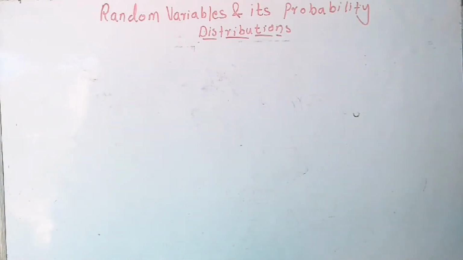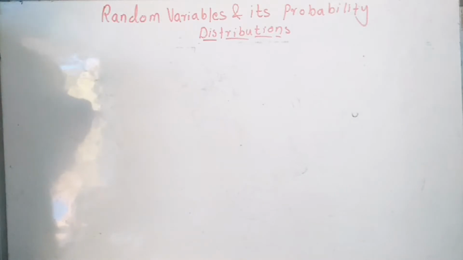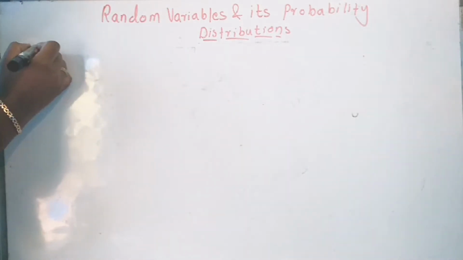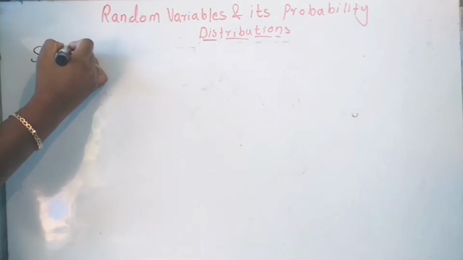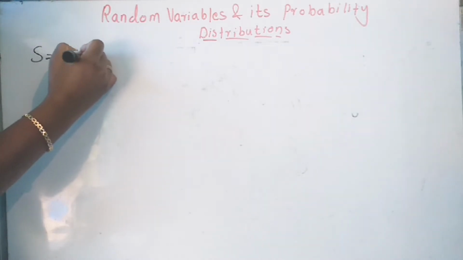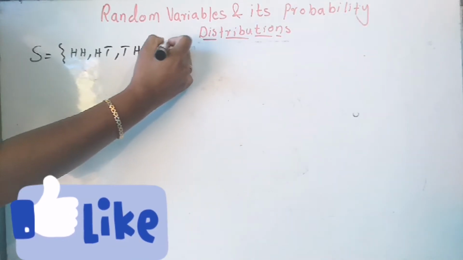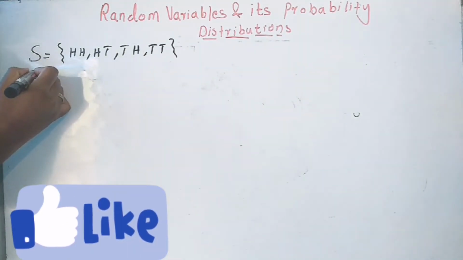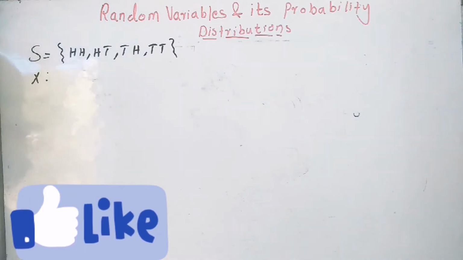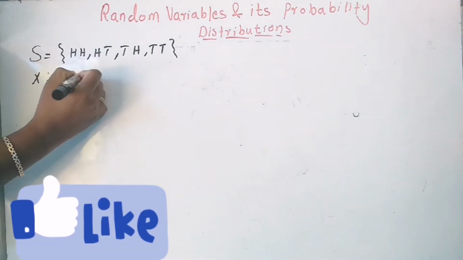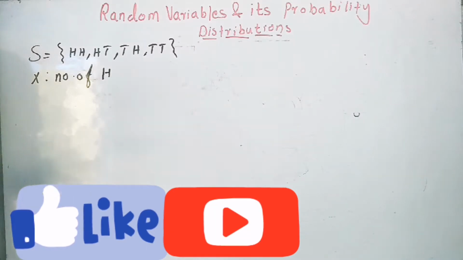Hi dear children, today we are going to discuss the next section of the chapter probability, that is random variables and its probability distribution. Consider one random experiment of tossing a coin 2 times. Then the sample space corresponding to that experiment is S = {HH, HT, TH, TT}. Now I am going to define one variable capital X, number of heads.